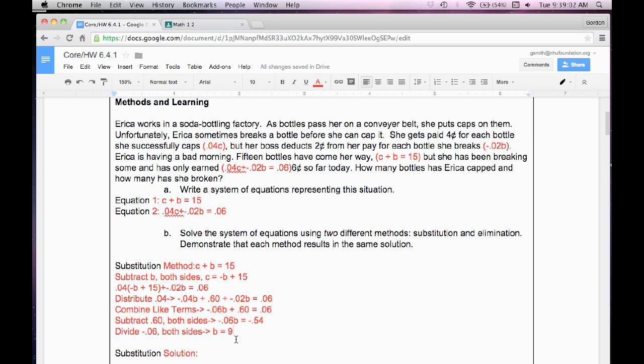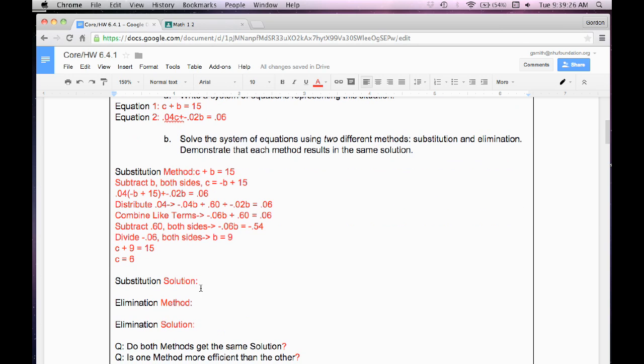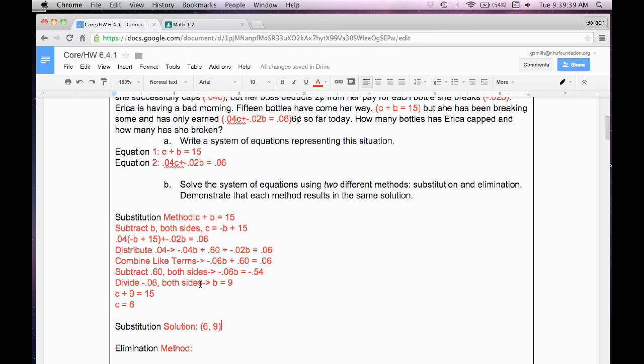So she has broken 9 bottles today. And if she capped C plus B equals 15, and B equals 9, then clearly C is equal to 6. So our substitution solution, the number she capped plus the number she broke, is 6, 9. Now we'll try the elimination method to find the same thing.